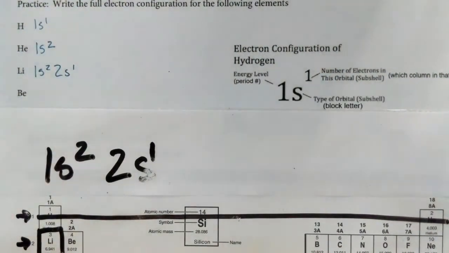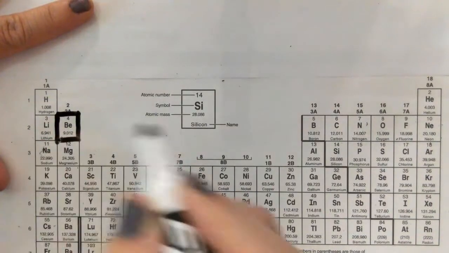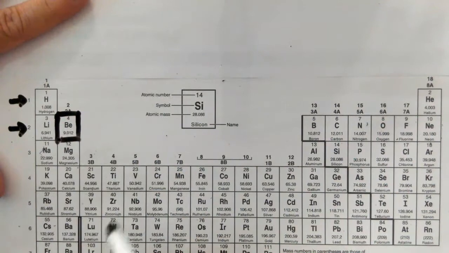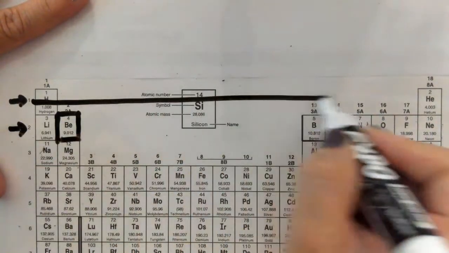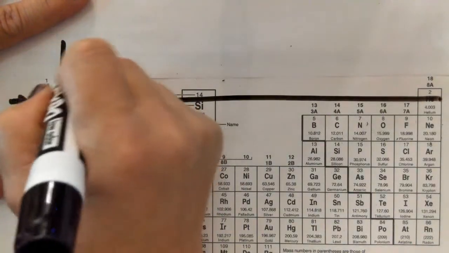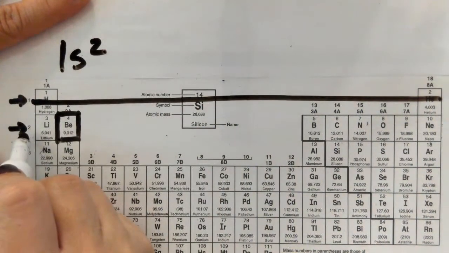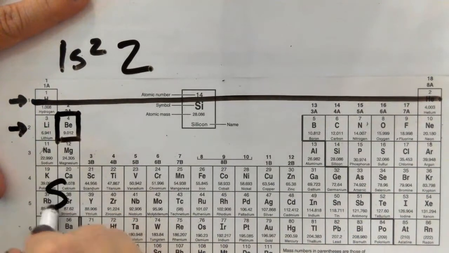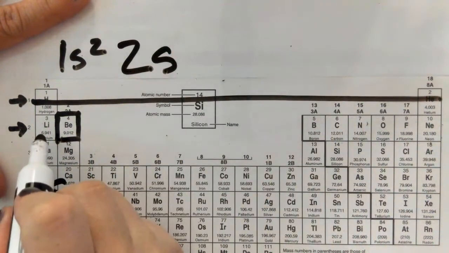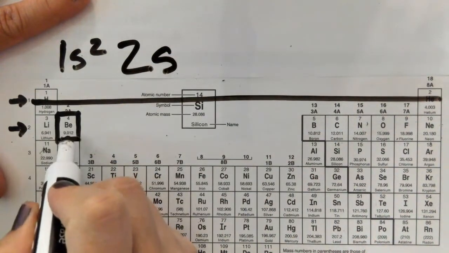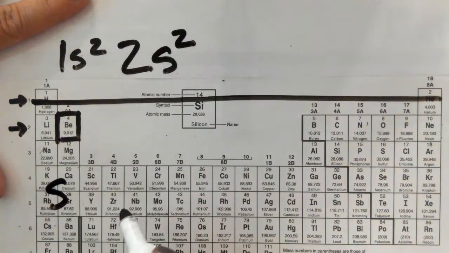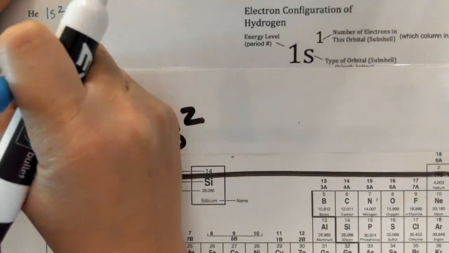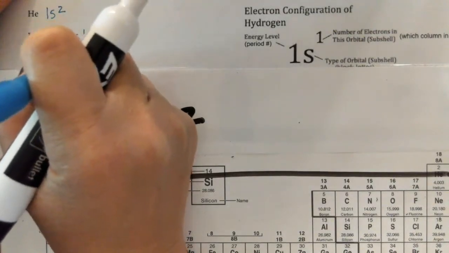Next is beryllium. Here's beryllium on the periodic table. It's on row number 2. We have to go through row 1 first, so it's going to be 1s2. And now we're on row number 2, so I'm going to write 2. Beryllium is in the S block, so 2s, and then it is in the second column, so it's 2s2. And that's going to be the electron configuration of beryllium: 1s2, 2s2.